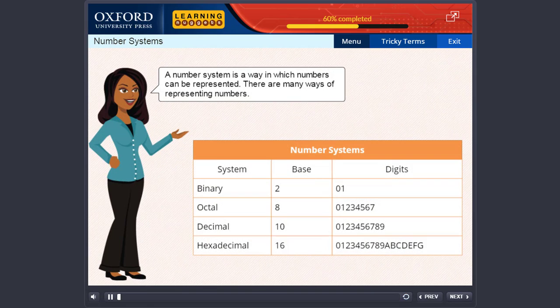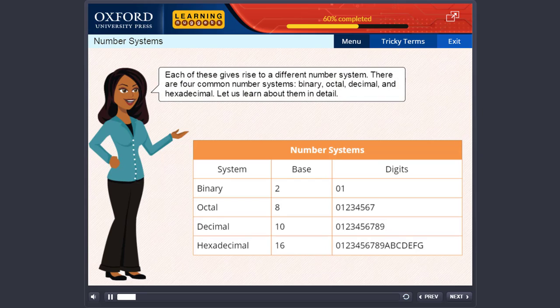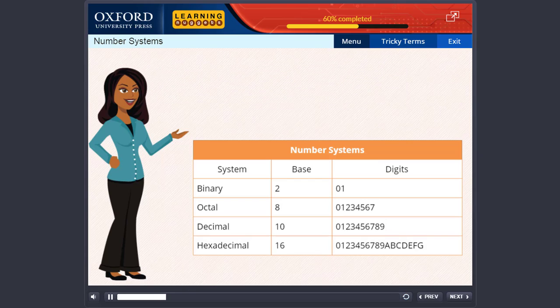A number system is a way in which numbers can be represented. There are many ways of representing numbers. Each of these gives rise to a different number system. There are 4 common number systems: binary, octal, decimal, and hexadecimal. Let us learn about them in detail.